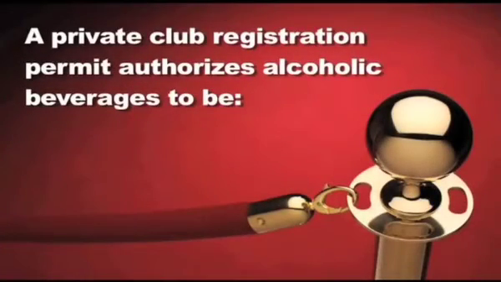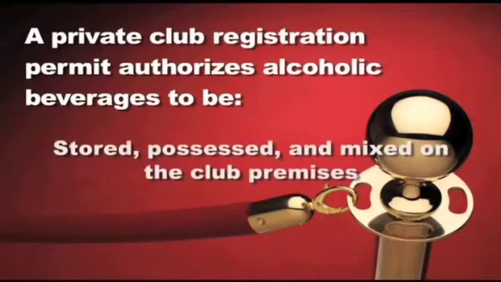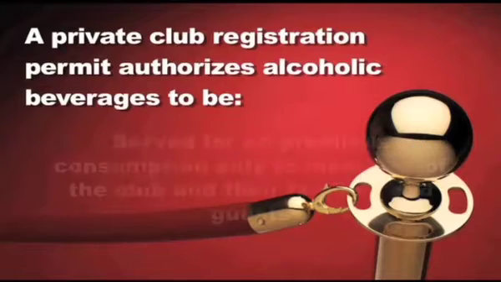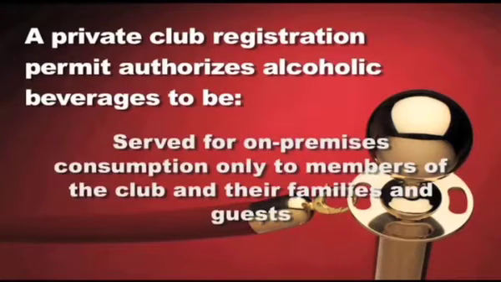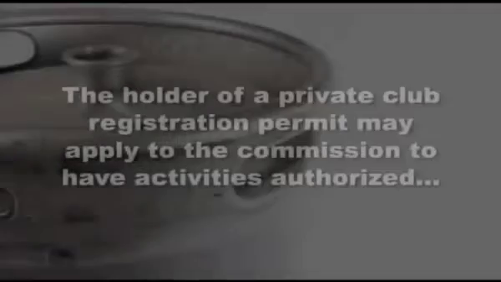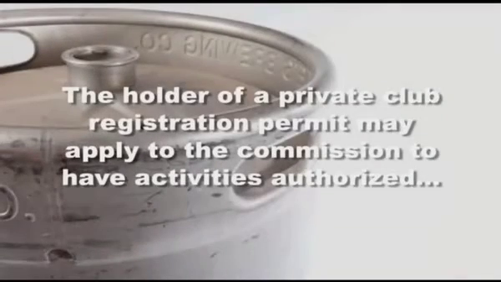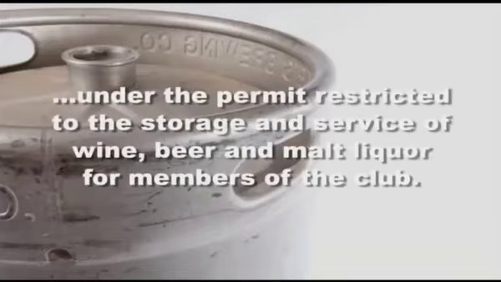Authorized activities. A private club registration permit authorizes alcoholic beverages belonging to members of the club to be stored, possessed, and mixed on the club premises and served for on-premise consumption only to members of the club and their families and guests by the drink or in sealed, unsealed, or broken containers of any legal size. An applicant for or the holder of a private club registration permit may apply to the Commission to have the activities authorized under the permit restricted to the storage and service of wine, beer, and malt liquor for members of the club, except as otherwise provided by this chapter.